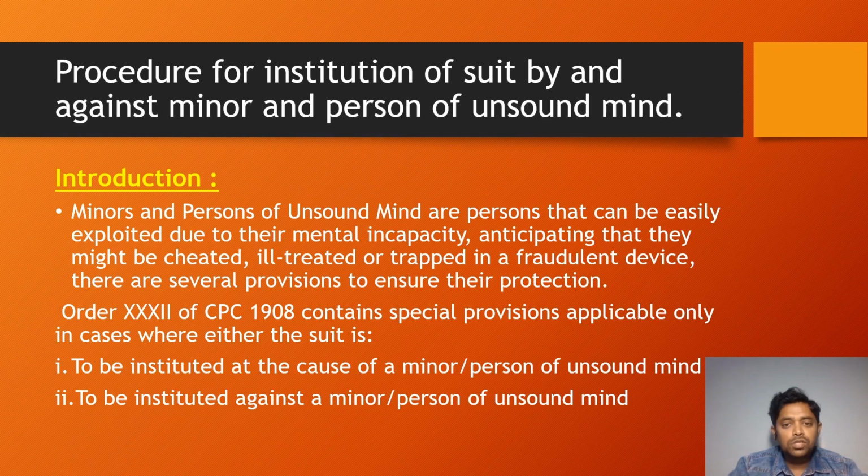Coming to procedure for institution of suit by and against minor and person of unsound mind. Minors and persons of unsound mind are persons that can be easily exploited due to their mental incapacity, anticipating that they might be cheated, ill-treated, or trapped in a fraudulent device. There are several provisions to ensure their protection. Order 32 of CPC 1908 contains special provisions applicable only in cases where either the suit is to be instituted on behalf of a minor or person of unsound mind, or to be instituted against a minor or person of unsound mind.